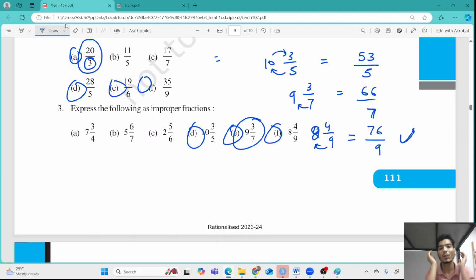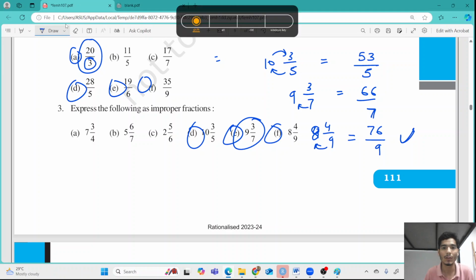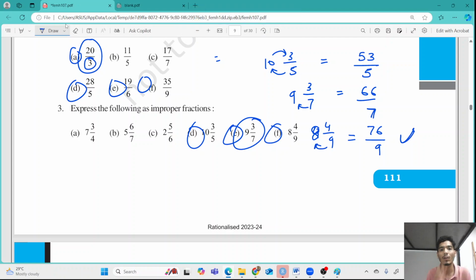If you want to know in depth how actually I solved these questions, what is the process of converting mixed fractions into improper fraction or improper fraction to mixed fraction, you can see the last video.